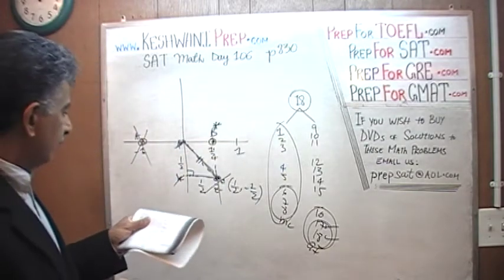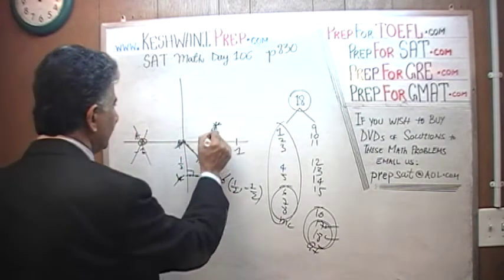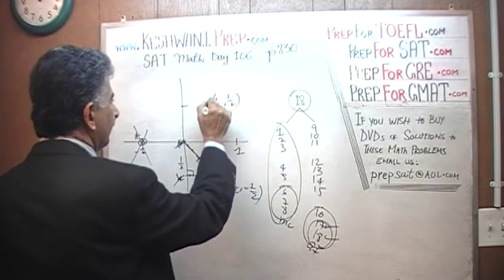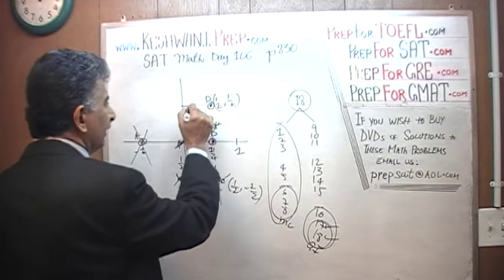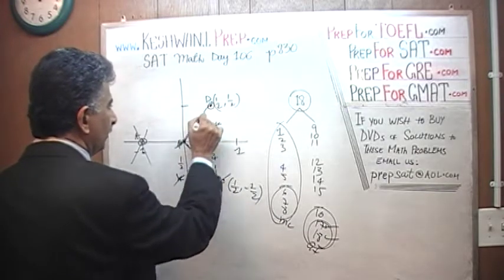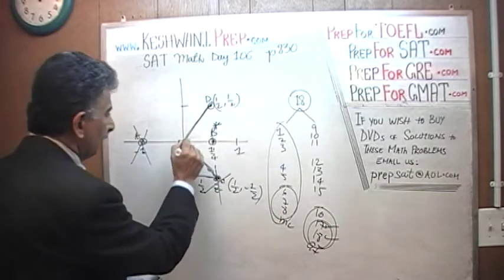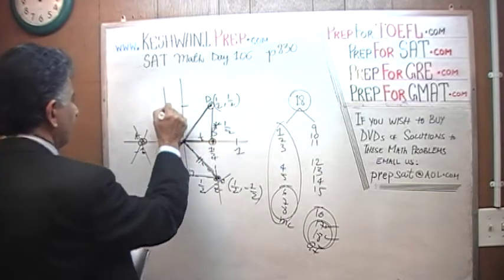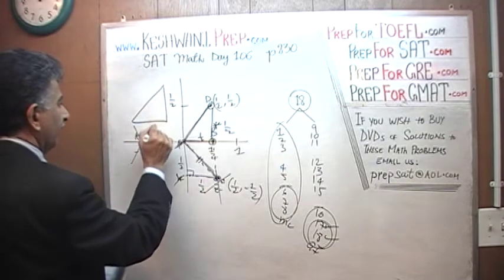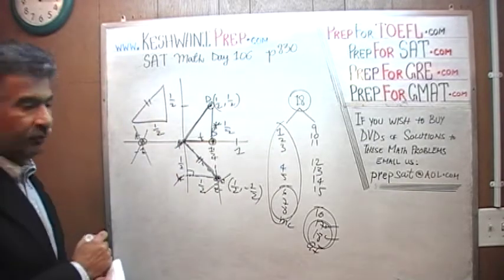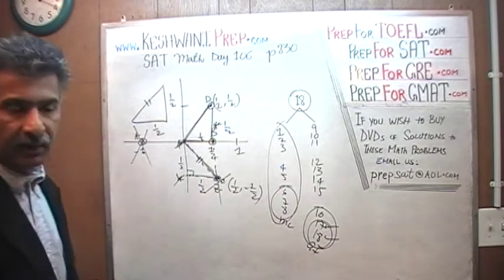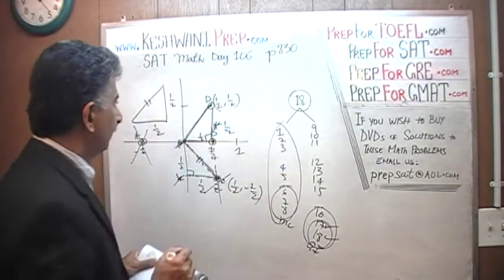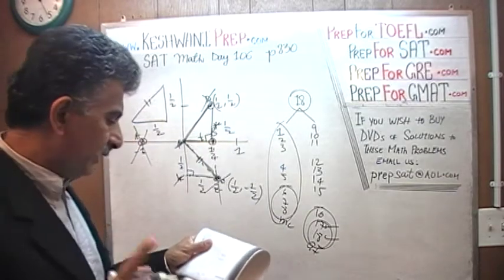Let's look at D. D is half and half, which is going to be up here. There is your point D, and again the same thing. If you want to find the distance from the origin to D, we have a triangle here, with half here and half here, so we have an isosceles triangle. The hypotenuse is going to be more than half. We don't know what it is, but whatever it is, it's more than half, because the hypotenuse is the longest side. Right here is the right angle. So D is out of the game. So far B is the winner.